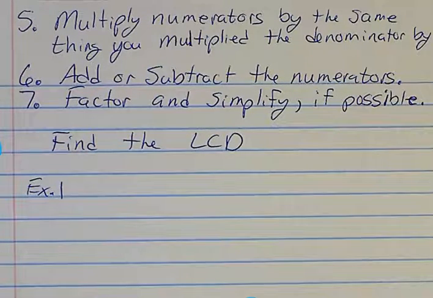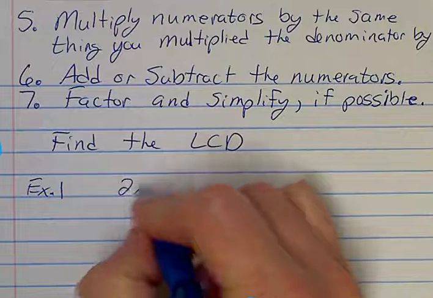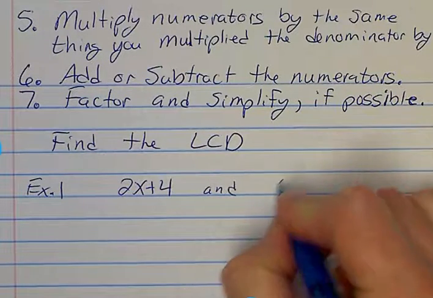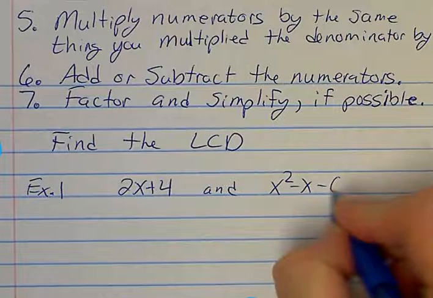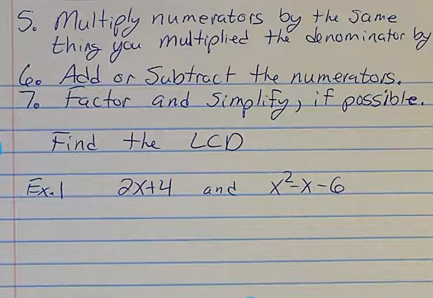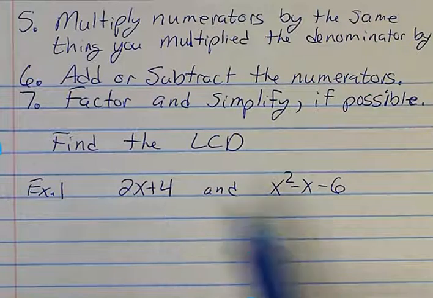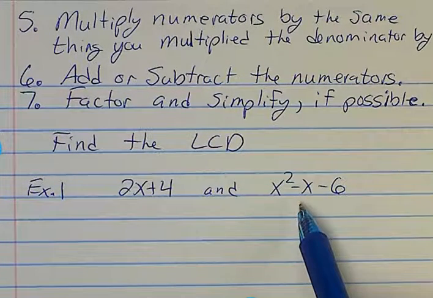So for these, I'm going to give you two expressions that would be the denominators, if we had it set up that way, and you're going to tell me, if these were your two denominators, what would the least common denominator be? Okay, so for example 1, we're going to do 2x plus 4. That's basically one denominator. And then x squared minus x minus 6, that'd be another denominator.